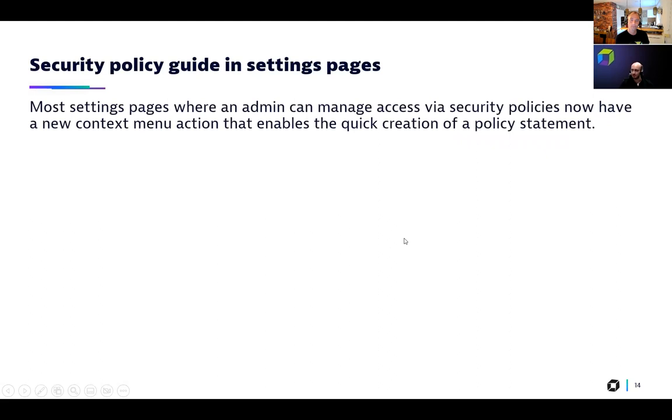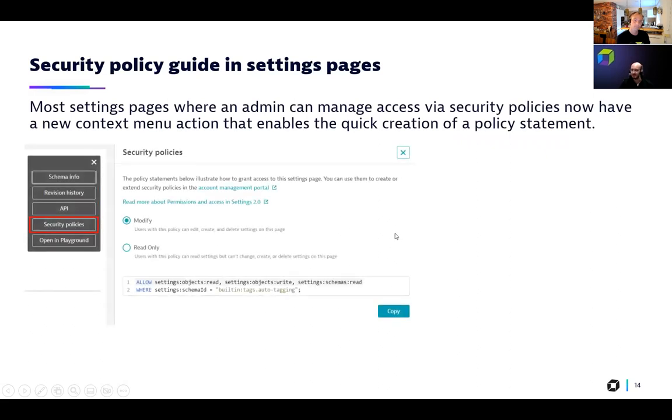This one is also useful, the security policy guides in the settings page. So now it will be easier for you to find the relevant policies under the relevant settings section. Of course, I will show you an example of how you can find it. Once you click on security policies, you can modify the policies here for read-only or write permissions. And then once you trigger it, you will see the policies directly. It's for auto-tagging. I will also show the auto-tagging example with you in a minute.